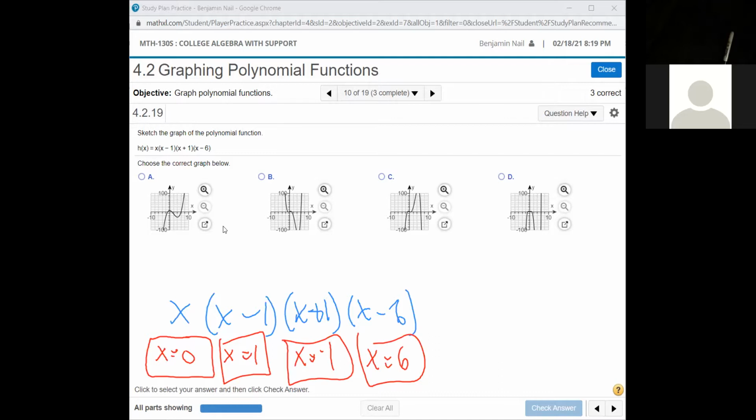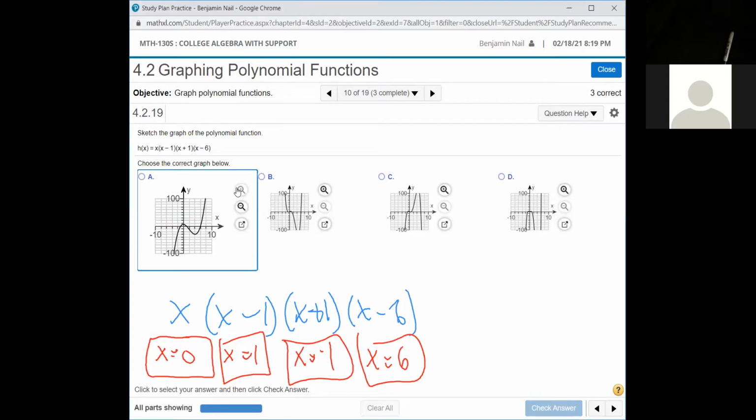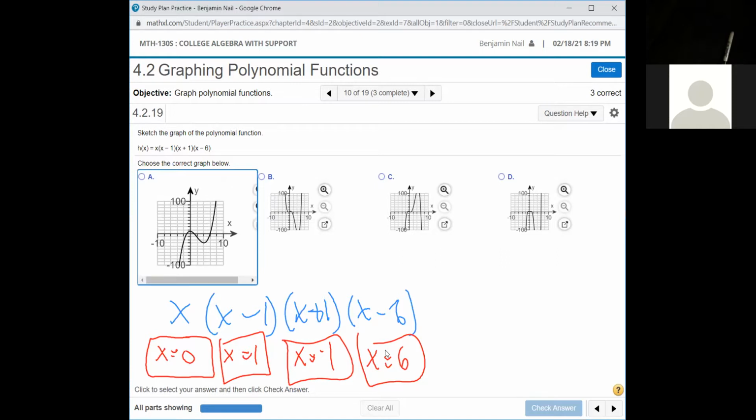So if I zoom these graphs in, okay, I should have these 4 zeros. Well, this one clearly only has 1, 2, 3. It only has 3 zeros. It can't be that choice. And based off of the end behavior we already talked about, we know the right answer is going to be B. So I'm going to zoom B in.